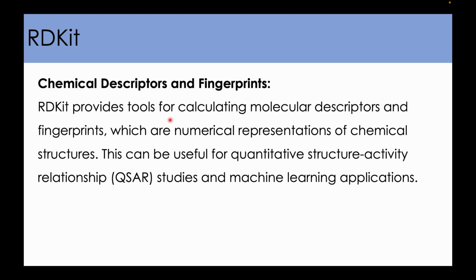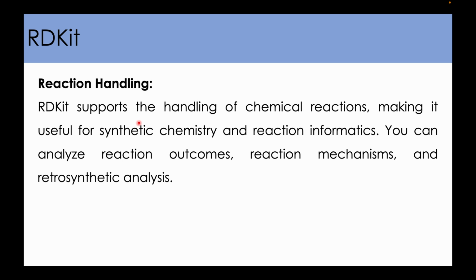RDKit provides tools for calculating various molecular descriptors and fingerprints, which are numerical representations of chemical structures. This can be useful for quantitative structure-activity relationship studies and machine learning applications. RDKit also supports the handling of chemical reactions, making it useful for synthetic chemistry and reaction informatics. You can analyze reaction outcomes, reaction mechanisms, and retrosynthetic analysis.